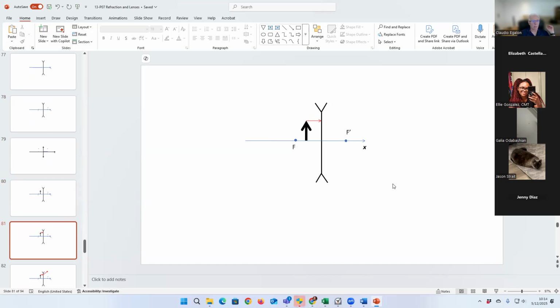Collimated light rays should diverge. The lens should diverge the light. And the light ray that passes through the center of the lens is going to pass with no change in direction. And the light ray that goes through the focal point on the other side is going to diverge parallel to the axis.